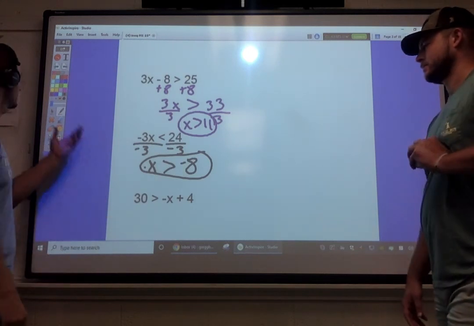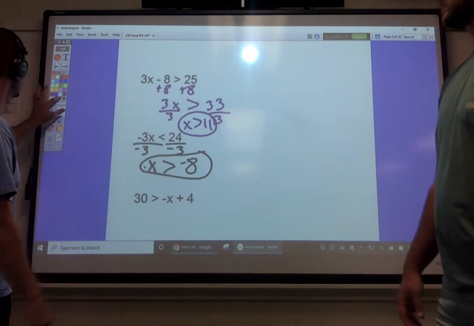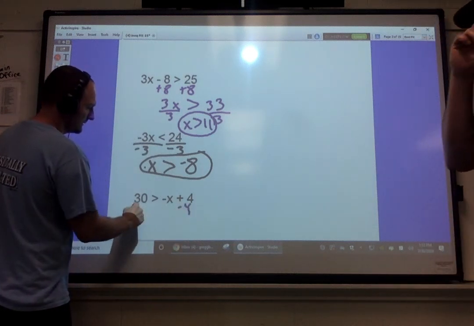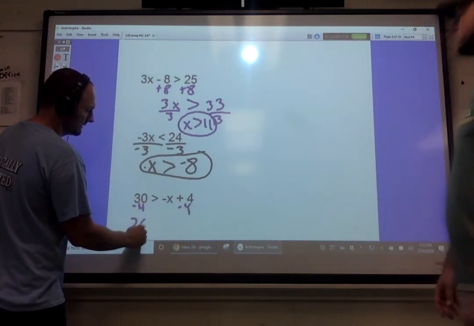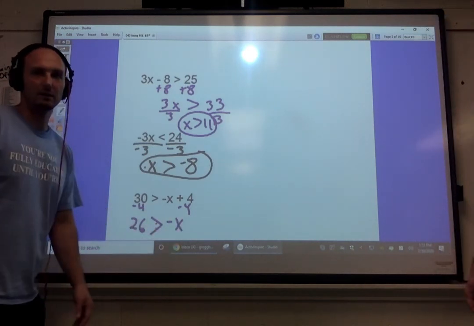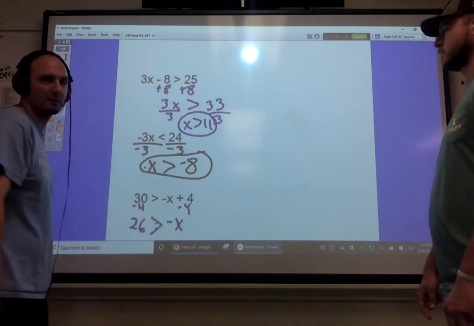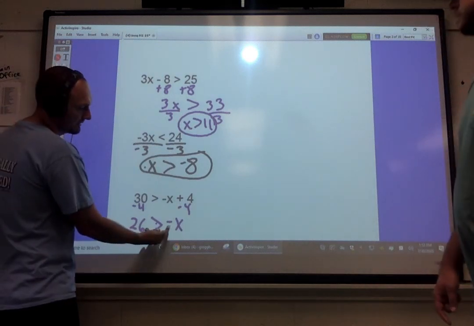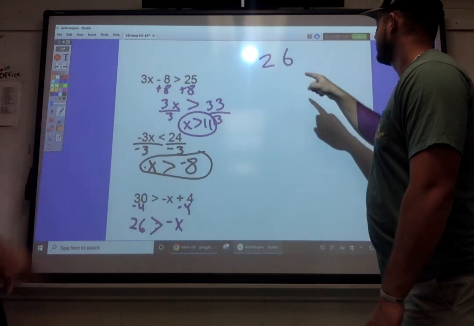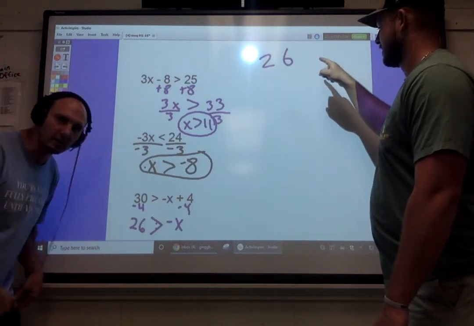And last one. Hopefully you're done. Alright, minus 4, minus 4. 26 is greater than negative x. Not done. That has to be a positive there. So we're going to divide by a negative 1. I can write it up here so you can see it there.